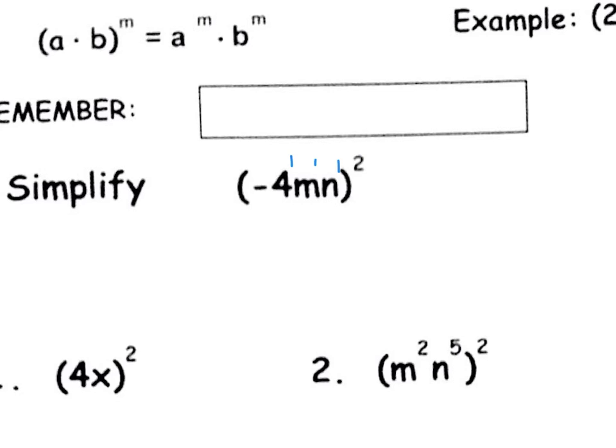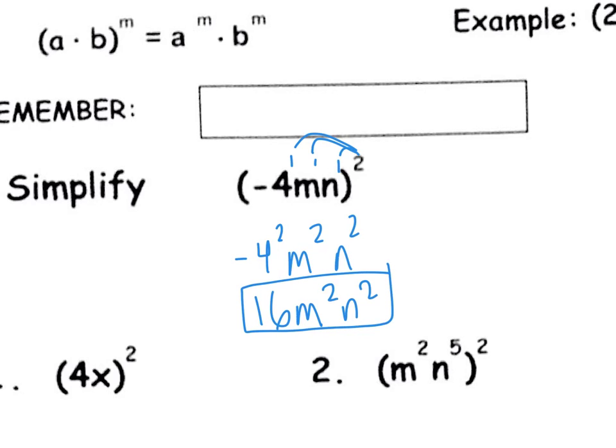Now, when we distribute, we're going to distribute to each one. This is 2 times 1, which is 2. 2 times 1, which is 2. And 2 times 1, which is 2. Now, -4 squared, we actually can do that number because it's an actual number. So -4 times -4 is 16. So this is 16m squared n squared.